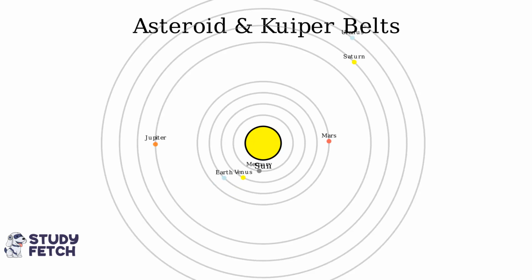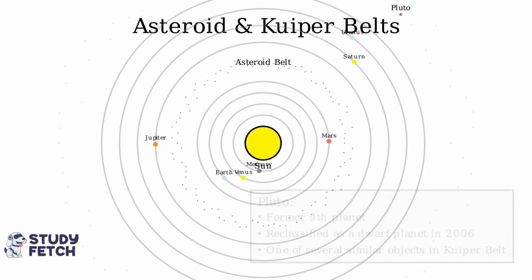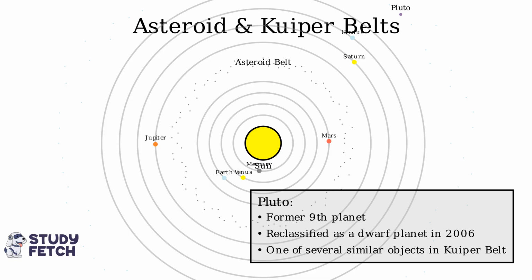Between Mars and Jupiter lies the asteroid belt, containing thousands of rocky bodies of various sizes. Beyond Neptune is the Kuiper belt, home to dwarf planets like Pluto and many icy objects. Pluto was once considered the 9th planet, but was reclassified as a dwarf planet in 2006, as it shares its orbit with many similar objects.